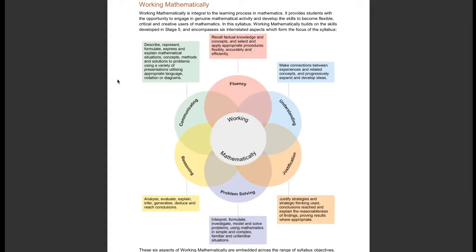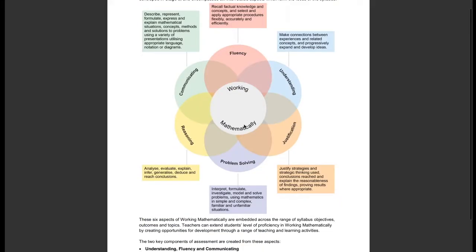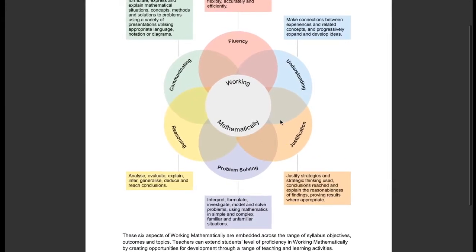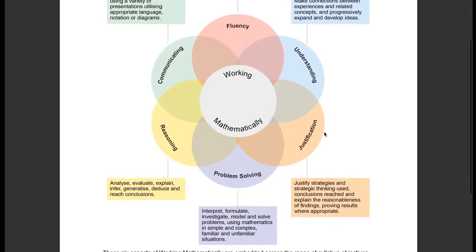The Working Mathematically section gives a good insight into how to address questions through these 6 areas. We can use this to work backwards, and hence determine which questions they can ask. Let's go through each of these 6 components. First, we have reasoning. That is analyze, evaluate, explain, infer, generalize, deduce, and reach conclusions. These are the sort of directive verbs which they will leave us with when giving a question.